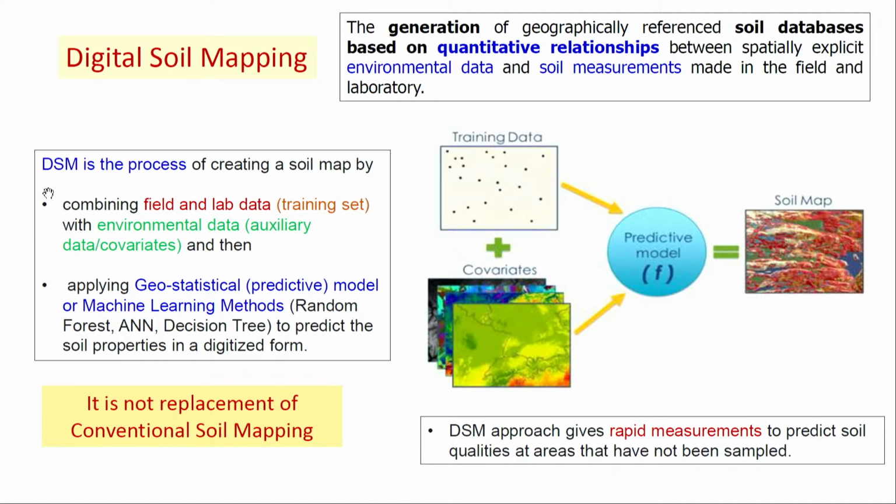So here digital soil mapping is a process for creating a soil map by combining field and lab data with your environmental data. Environmental data means maps generated using remote sensing data and the digital elevation model, which we call covariates.